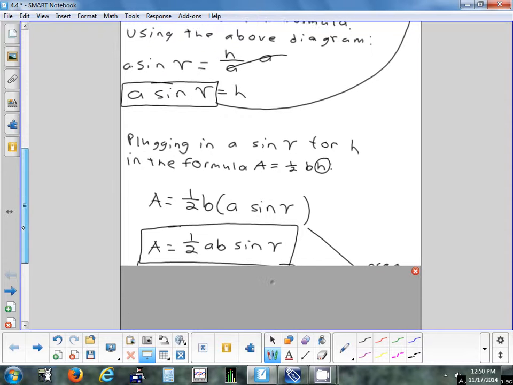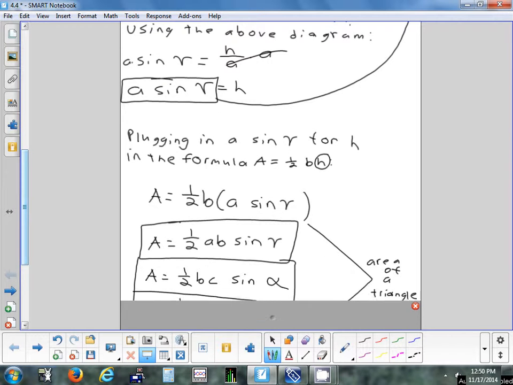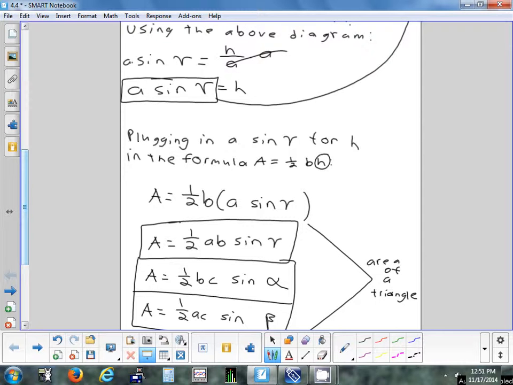And there's three versions of that formula depending on which angle you know. But they all look very similar. There's 1/2 AB sine gamma, 1/2 BC sine alpha, and 1/2, what do you think the last two letters are? A, C. Yep, AC sine of what? Beta. Can you do something similar to that?